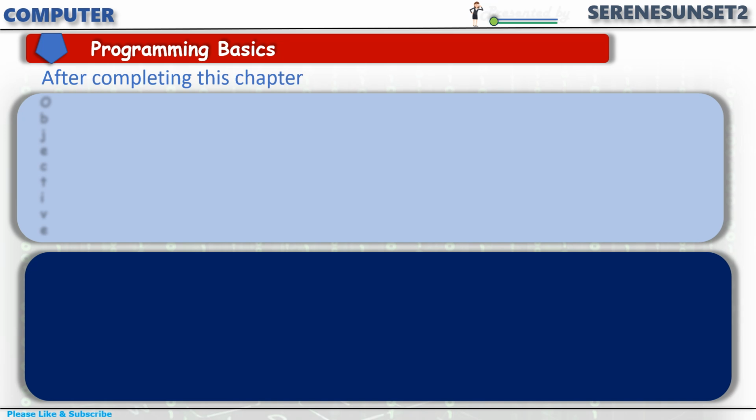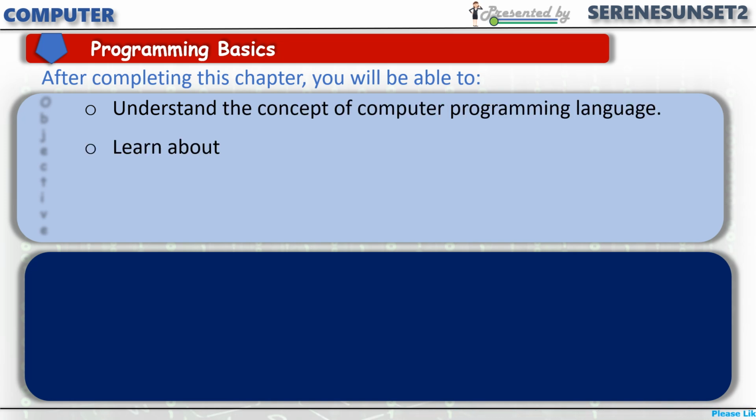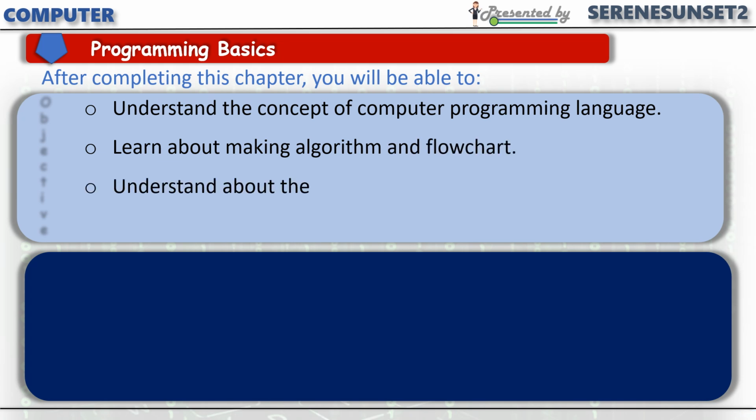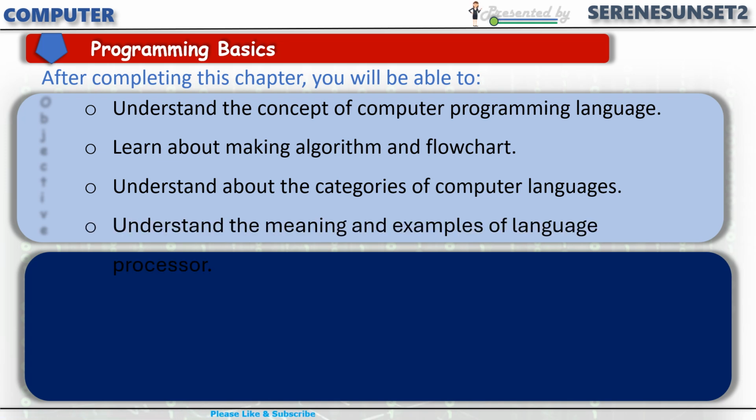After completing this lesson, you can do the following objectives: understand the concept of computer programming language, learn about making algorithm and flowchart, understand about the categories of computer language, understand the meaning and examples of language processor.